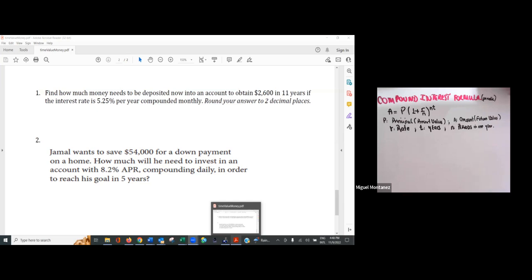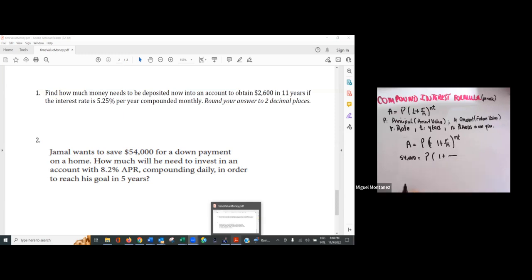Same application, folks. Let's see what we have. So remember, the goal is to have our goal A. So we have A equals P, parentheses 1 plus R over N. Notice that now he wants to have $54,000. That's his goal. However, he wants to know how much money he needs to invest today.